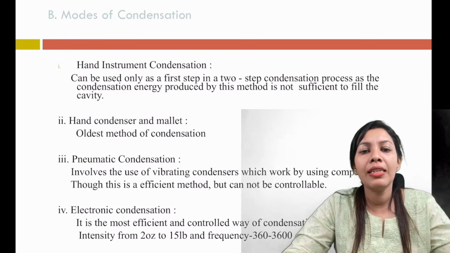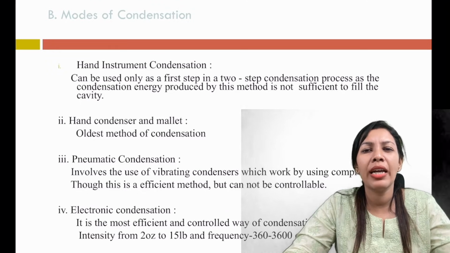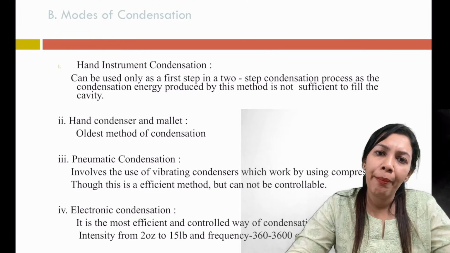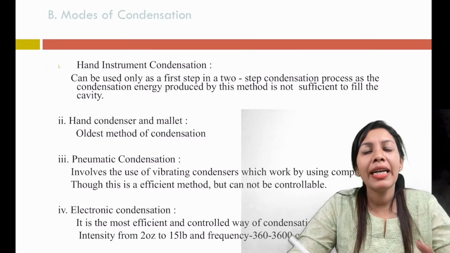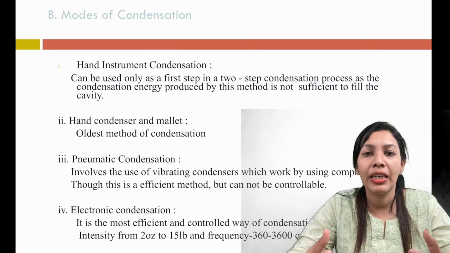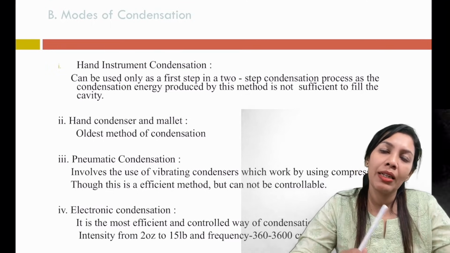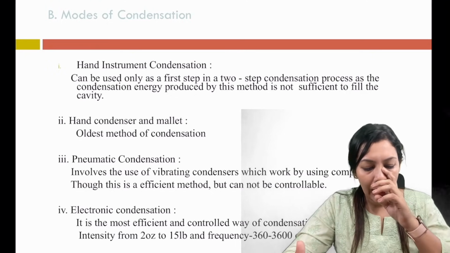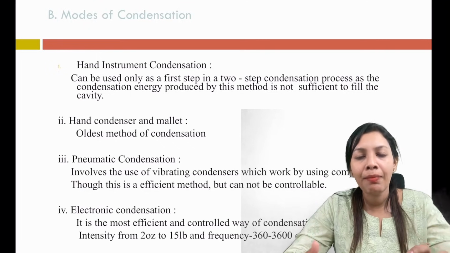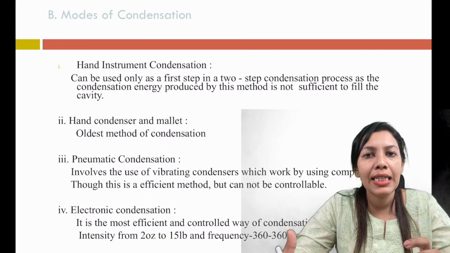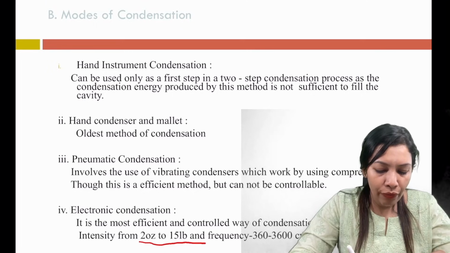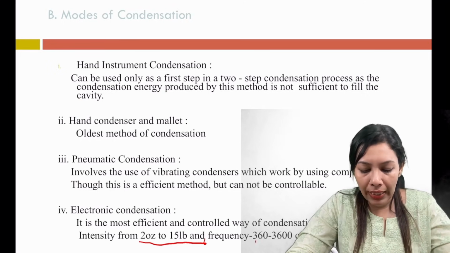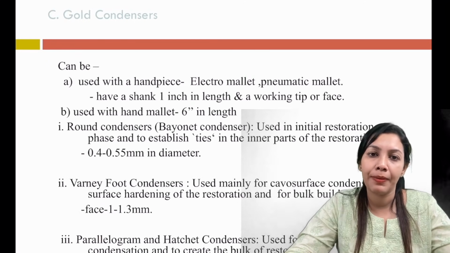So for the mode of condensation, as I said, the hand condenser is the oldest method of condensation, where we apply the pressure by hand. Pneumatic condensation is based on vibration. It is a vibratory condensation where the material will be compacted. Electronic means an electronic machine is used for condensing, which works at an intensity of 2 to 15 lbs and at a frequency of 360 to 3600 cycles per minute.